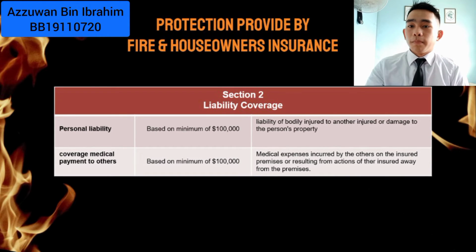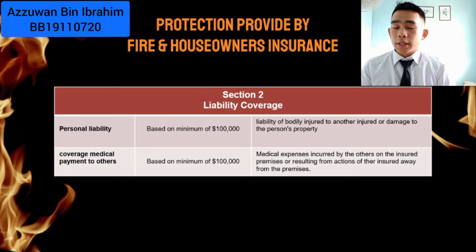Section 2 is about liability coverage, which has two coverages. One is personal liability, based on a minimum of 100,000, for liability of bodily injury to another person or damage to a person's property. The other is medical payment to others, based on a minimum of 100,000, for medical expenses incurred by others on the insured premises or resulting from actions of the insured away from the premises.